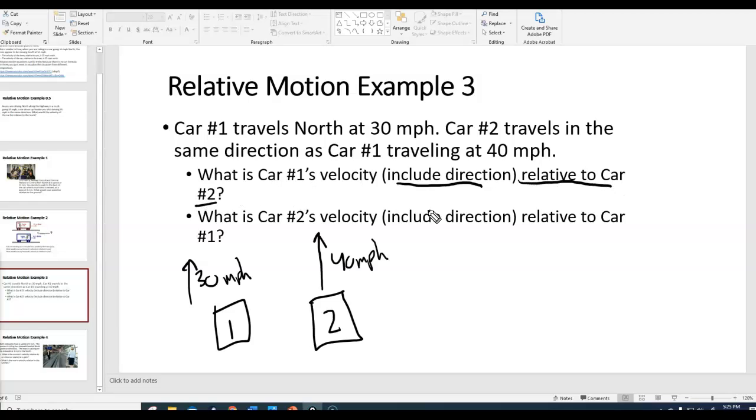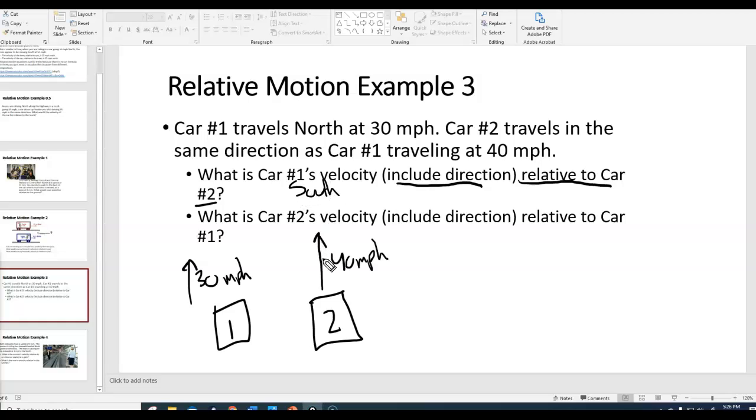Okay, remember relative means as seen from. So now for this first question, I am inside car number 2 and I'm looking over at car number 1. Well, if I'm in car number 2, I'm going faster. That means I look out and I see car number 1 going backwards, right? Because I'm passing car number 1 because I'm going faster. Okay, so from my perspective in car number 2, I would say that the relative velocity is going to be south. Okay, that's the direction.